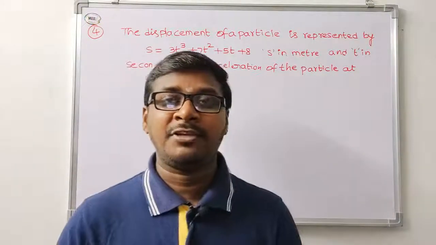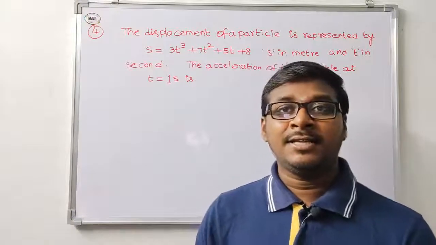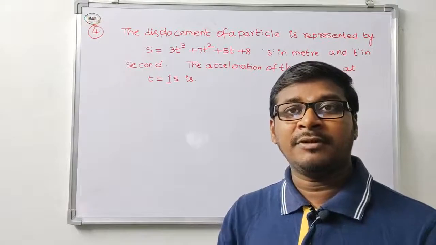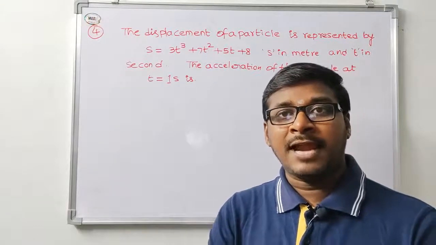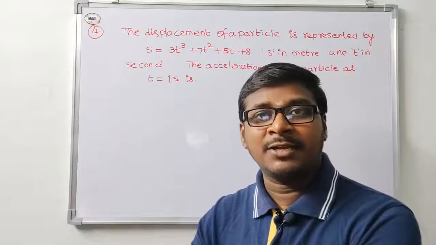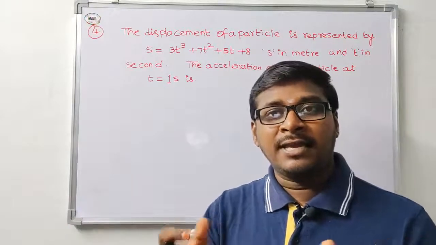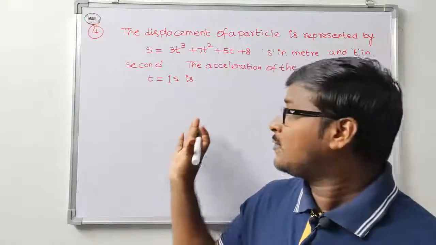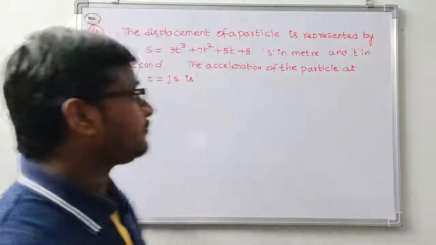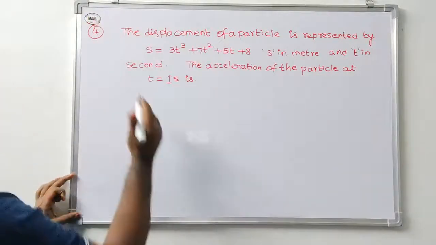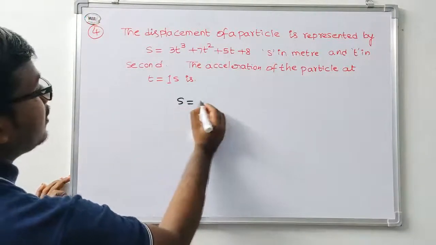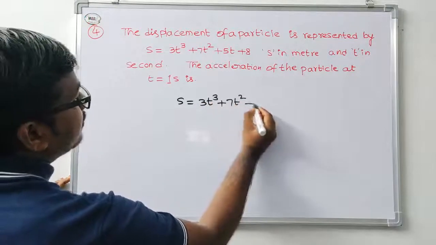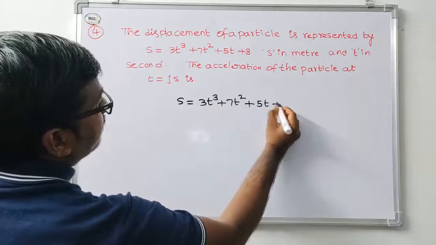differentiation problem, not integration. In integration, one thing, students, is the limit values. For example, the time taken between t is equal to 1 second to 2 seconds, or t is equal to 3 seconds to 4 seconds. That is integration. In this one, it is differentiation. Okay, first write the equation: S is equal to 3t cube plus 7t square plus 5t plus 8.